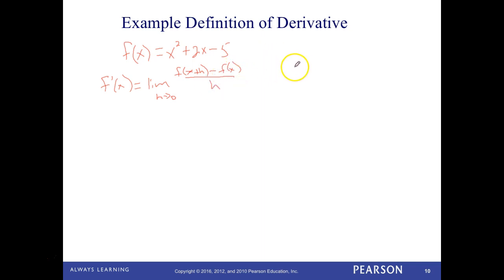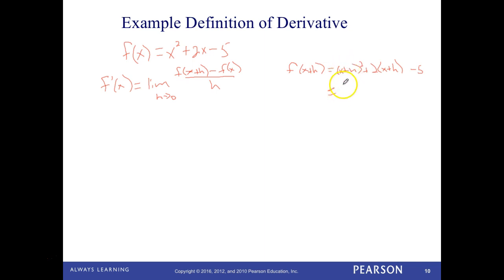So again, I'm going to come off to the side here and figure out what f of x plus h looks like. So I'm plugging x plus h in everywhere I see an x. So that's going to be x plus h squared plus 2 times x plus h minus 5. So I want to go ahead and expand this out.